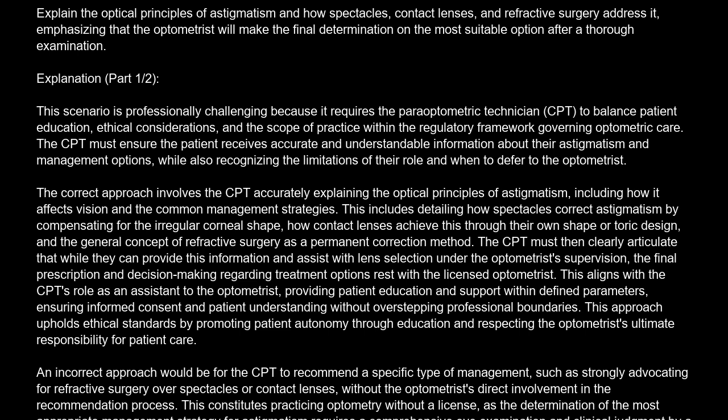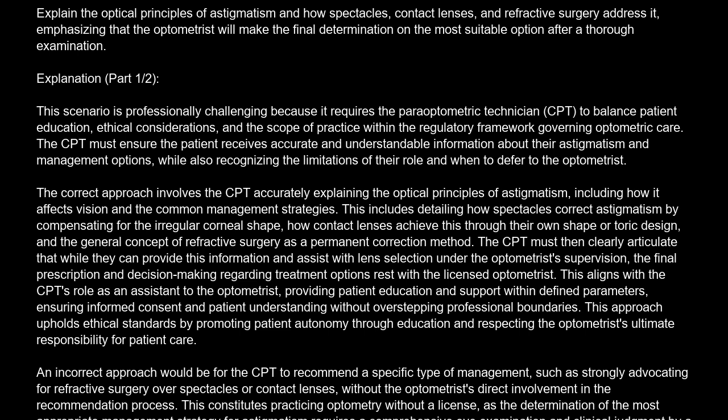Explanation. This scenario is professionally challenging because it requires the paraoptometric technician, CPT, to balance patient education, ethical considerations, and the scope of practice within the regulatory framework governing optometric care. The CPT must ensure the patient receives accurate and understandable information about their astigmatism and management options, while also recognizing the limitations of their role and when to defer to the optometrist.